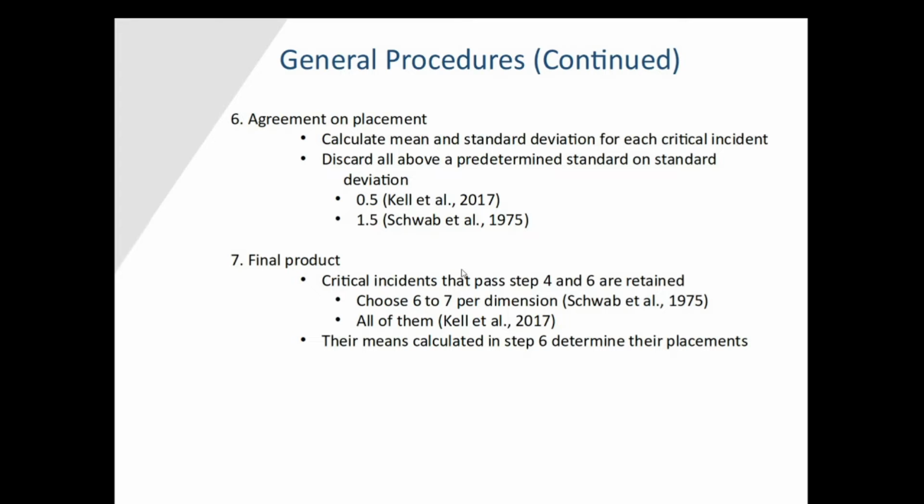And then, finally, everything that survived step 4 and step 6 is going to be used in creating the BARS. You could choose a subset, like 6 to 7, or you could use all of them. And the placement on the scale is determined by their mean from step 6. And that's all about the general procedures.